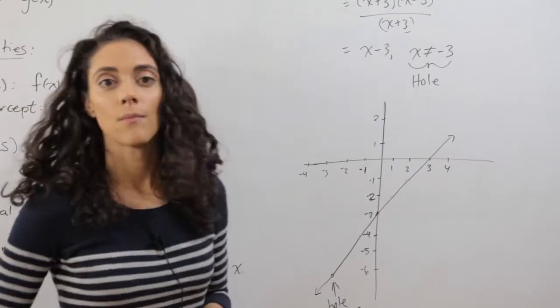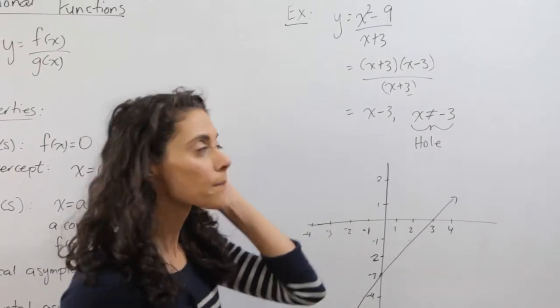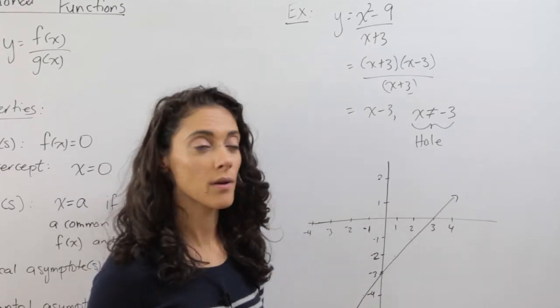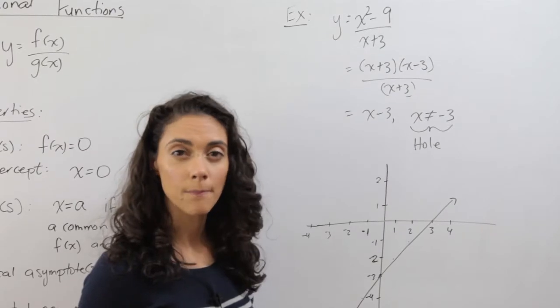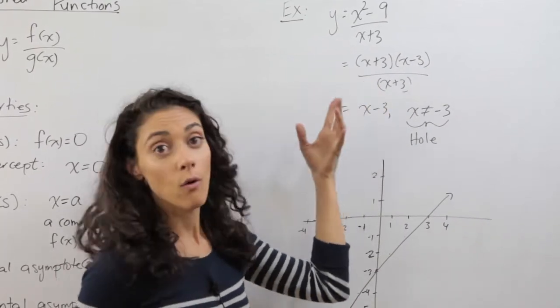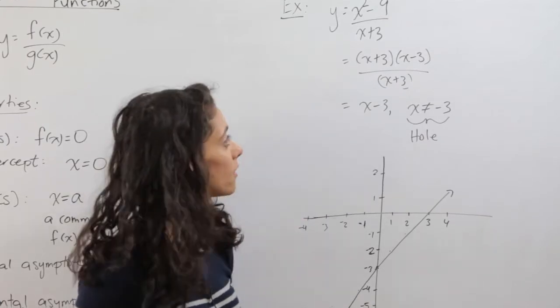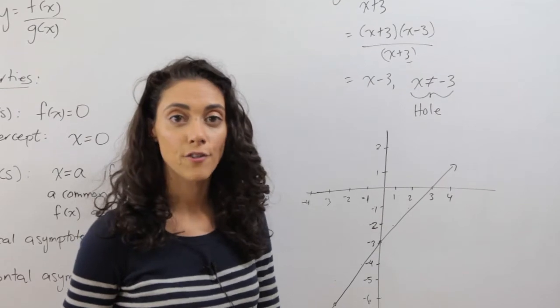So here I have some rational function, x squared minus 9 over x plus 3. So first we simplify. That numerator is factorable. It's a difference of squares. It factors into x plus 3 times x minus 3. Here you can see that we are going to get a hole. You can cancel out the common factor from the numerator and the denominator, and this function simplifies to this simple linear equation, x minus 3.